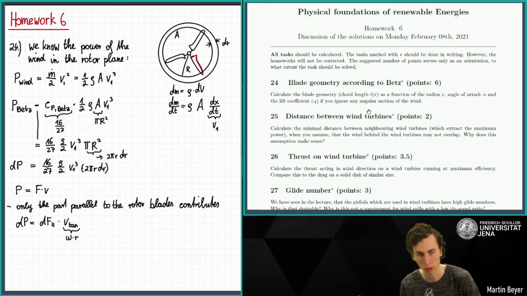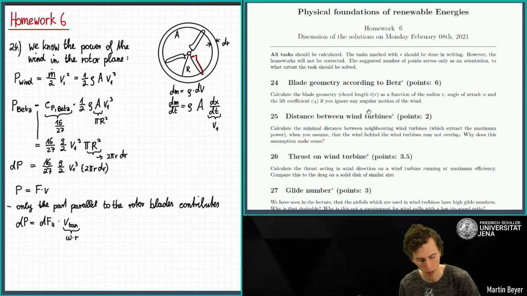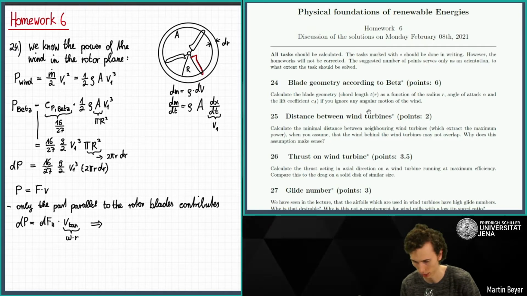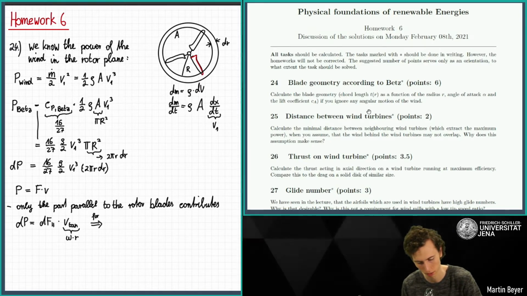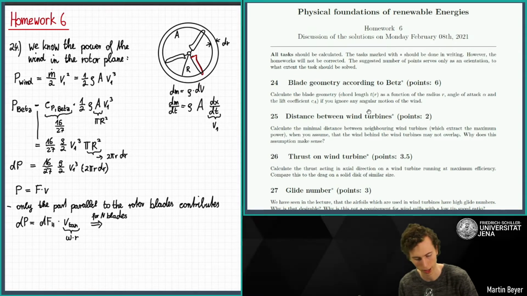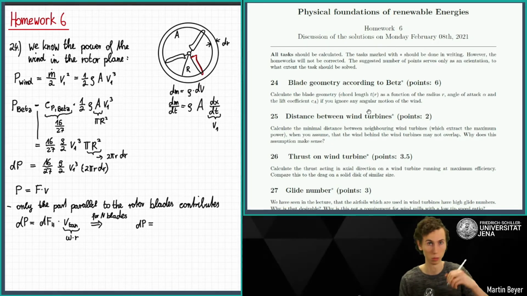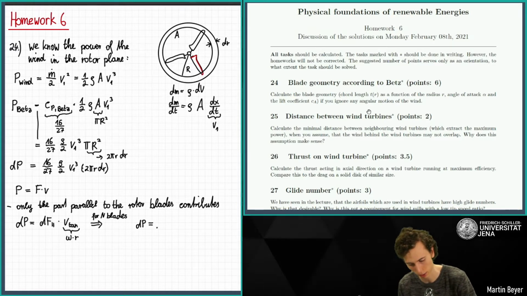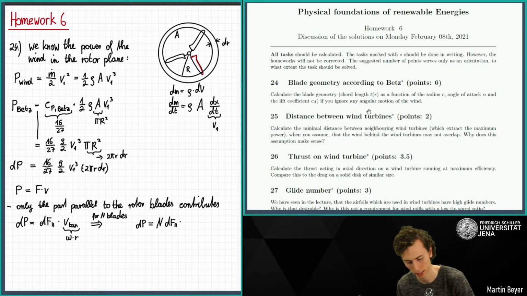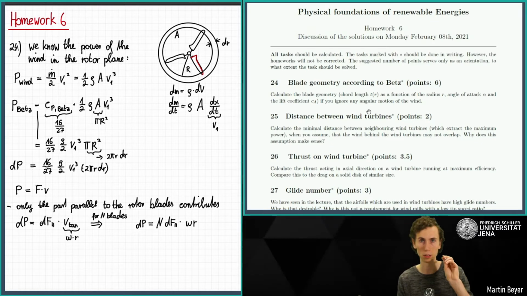And now we generalize this for n blades. So if we're not using one blade, the power contribution becomes, for n blades, a multiplicative factor of n. So the power that can be extracted by the wind turbine is n times the parallel force times the velocity of the rotor blades at a certain distance r.